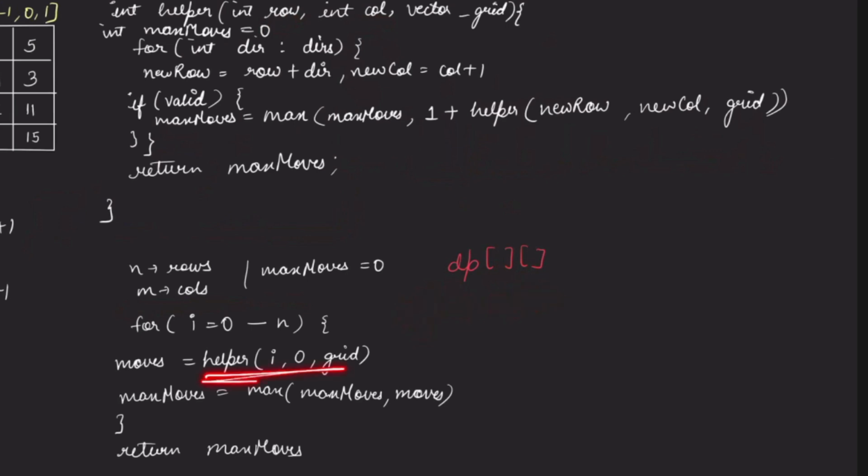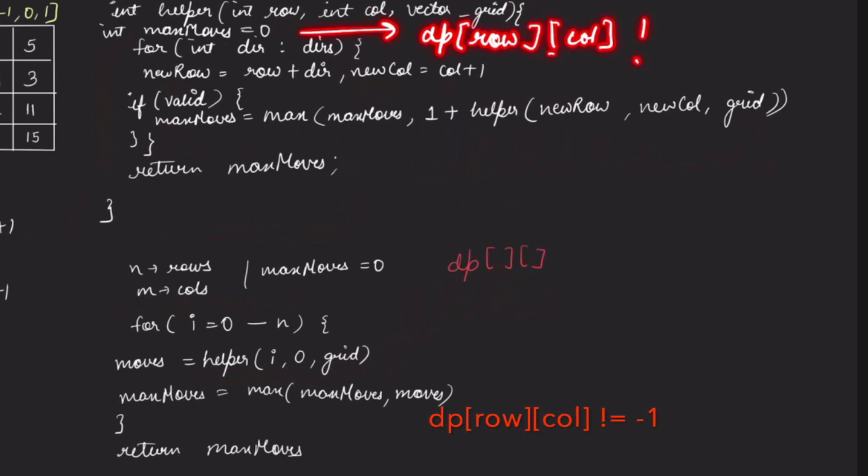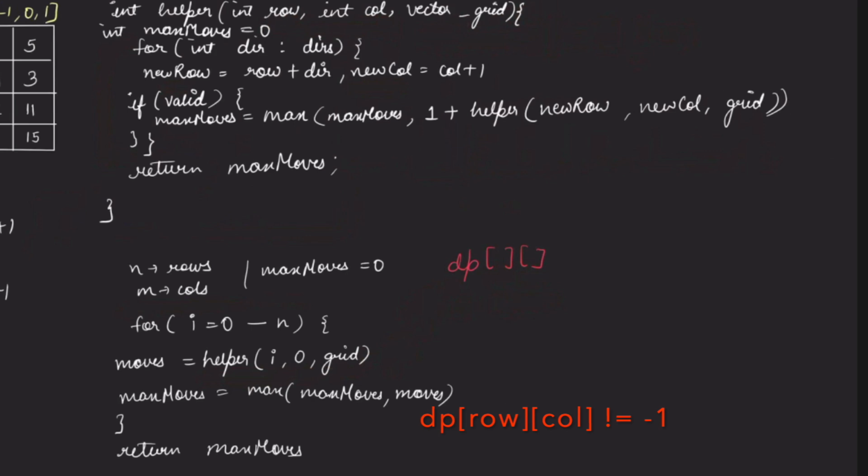And then in your helper function, you can pass DP also, right? Then here you will receive DP. Now here, before coming inside this for loop, before checking for new row and new column, you can check whether the value at row comma col is not equal to 1. If it is not equal to 1, then you can simply return that value from here. You don't need to go inside this for loop.